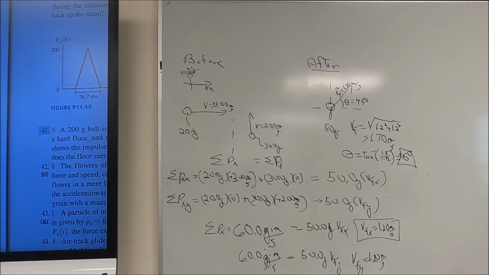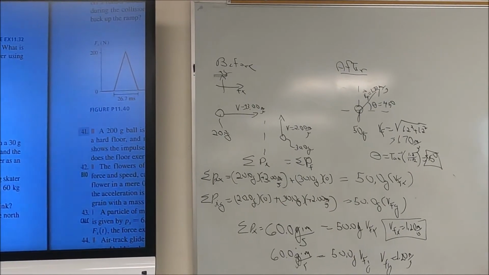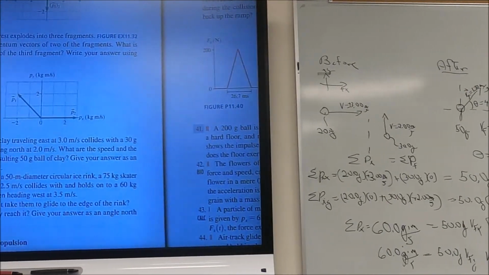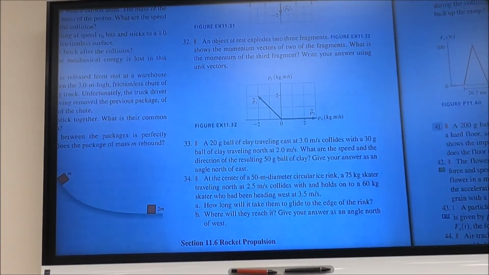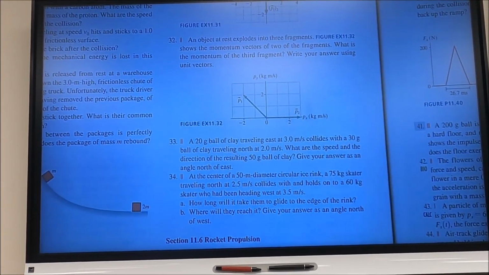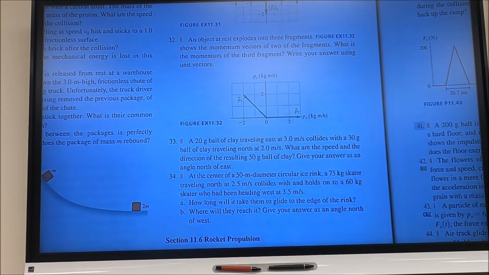Okay, now let's look at problem 32. Here we're given a pictorial representation. It says an object at rest explodes into 3 fragments. Figure 11.32 shows the momentum vectors of 2 of the fragments. What is the momentum of the 3rd fragment? Write your answer in unit vectors. So in other words, I want an x component and a y component.